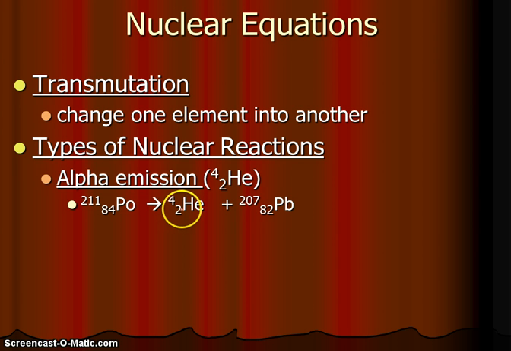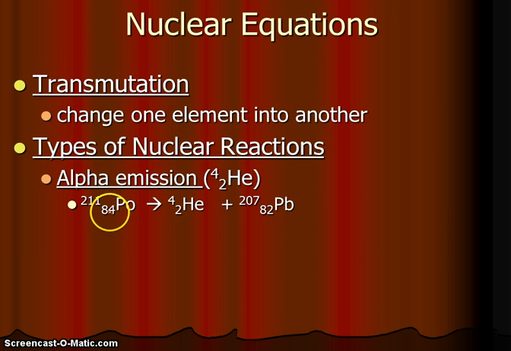So we know that the mass needs to be conserved and the charge needs to be conserved. So if we've got 211 on this side, we need a total of 211 on this side. So 4 plus 207 will give us 211. But this number isn't going to identify what that polonium transmutated into. We look at the atomic number, and that'll help us identify.